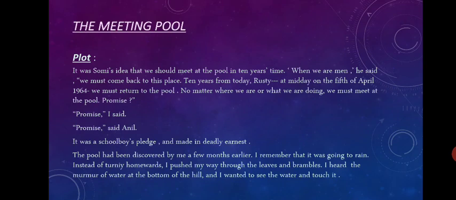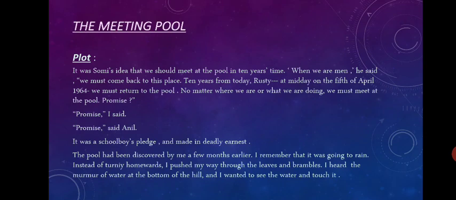As I had mentioned before, Somi was the strategist, the designer of the story. It was Somi's idea. What was the idea? His idea was to meet at the pool in 10 years' time. He wanted his friends Anil and Rusty to meet after 10 years at the pool. At the time of the conversation, they are at the pool and wanted to meet at the same pool after 10 years. Somi added, now we are children, but after 10 years we will be grown up men and we must come back to this place.